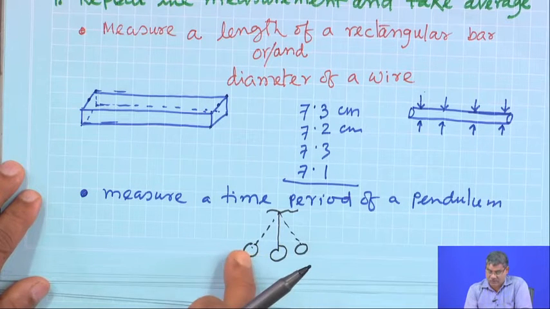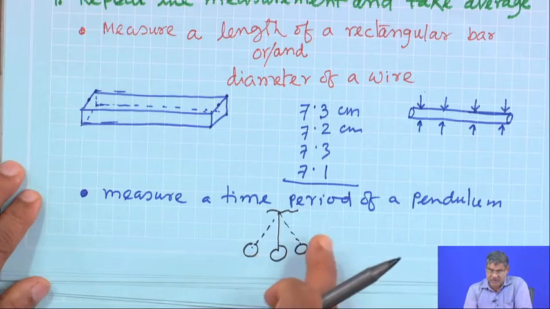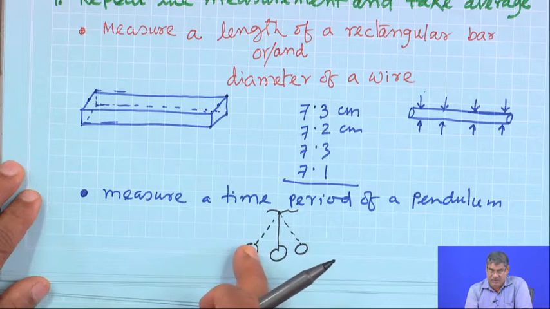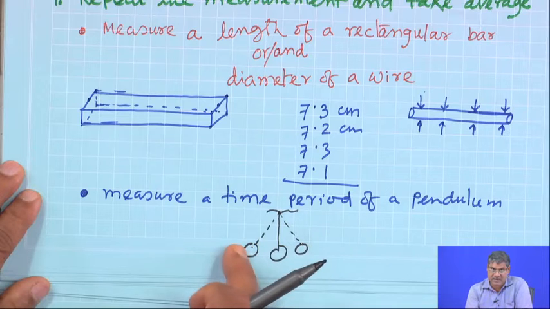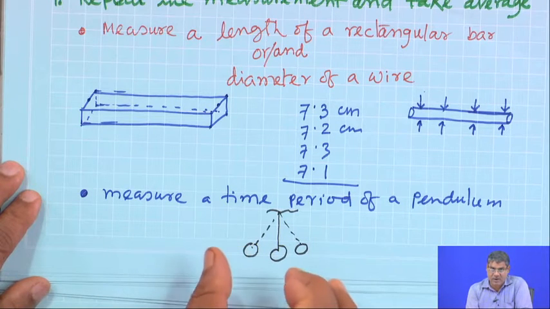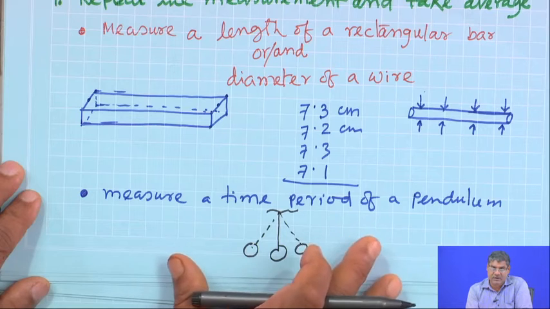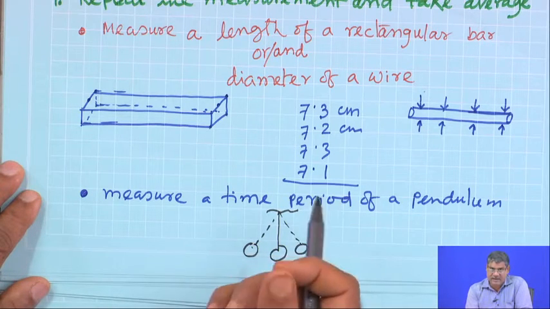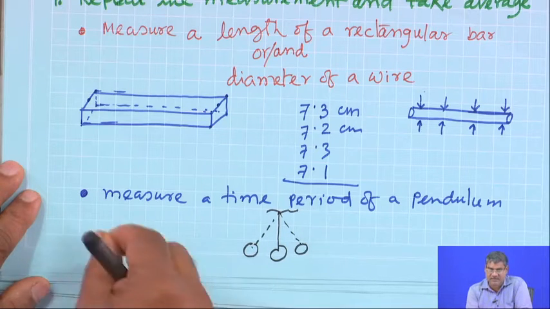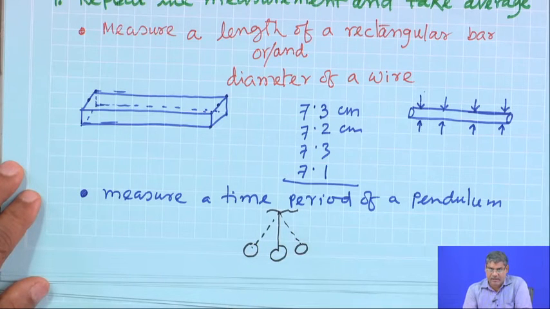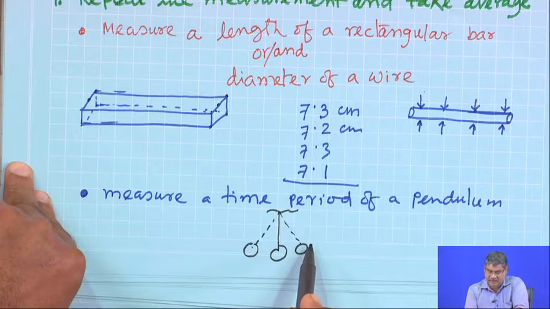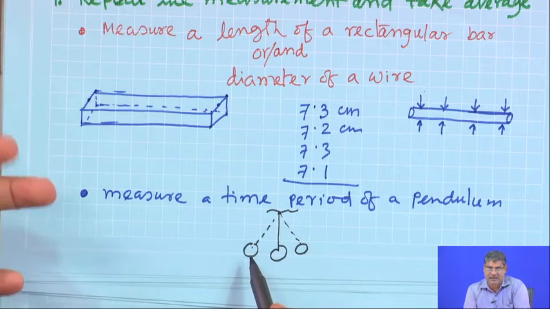The time period is the time required to complete one oscillation, starting from here, going to the other side and coming back. I want to measure the time period of this pendulum. So you can say I will just start it once and use my watch. Starting from here it goes to the other end and then comes back, and I will directly measure that time.